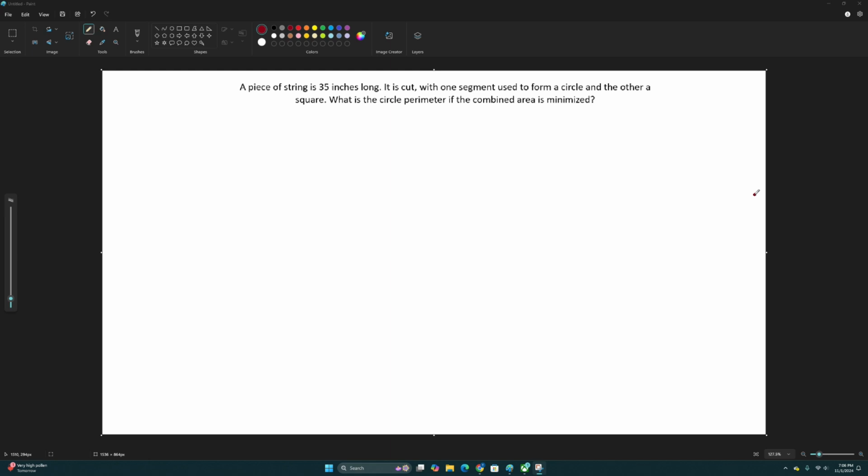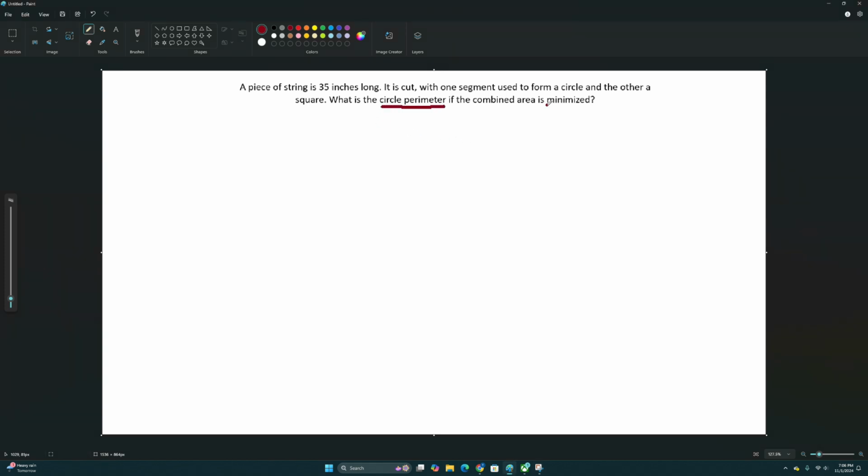Hello. So we're given a problem that is an area one. In a sense it's a parabola, but I'll get to that in a second. We're given that a piece of string is 35 inches long and that it is cut with one segment used to form a circle and the other a square. What is the circle perimeter? So that's what we're asked.